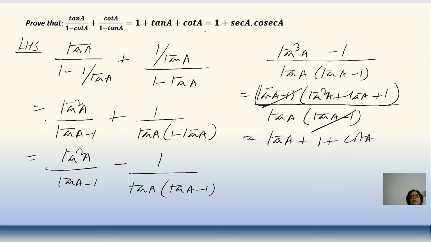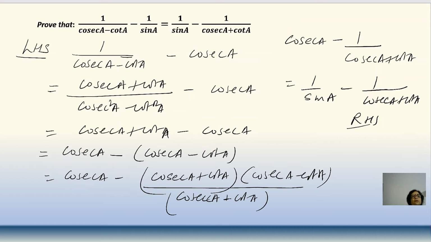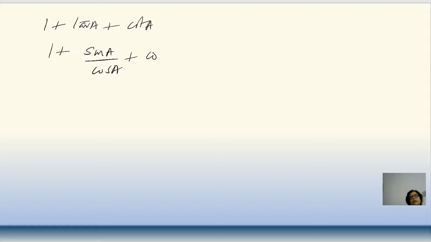Now proceeding with this one, we'll get the extreme right hand side also. So we get this is 1 plus tan a plus cot a. Now we'll convert this into sine and cos. So 1 plus sine a by cos a plus cos a by sine a. Keep this one apart and take the LCM.